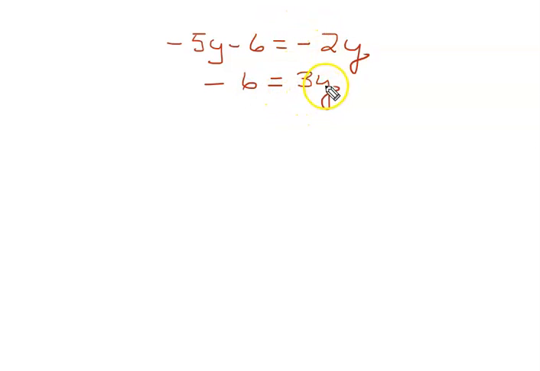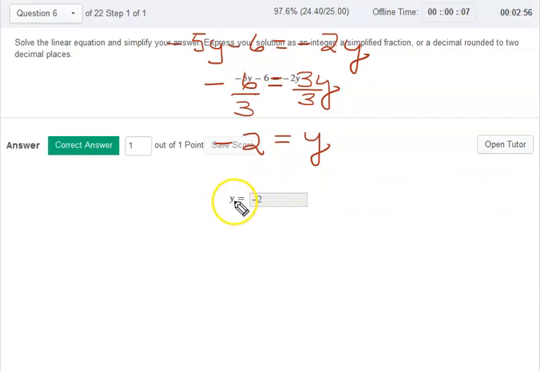Now I like to try to keep my variables positive. So when I divide, I don't have to worry about signs. I'm going to divide this by a 3, divide this by a 3. I get y equals negative 2. Hopefully something a little easy here. Let's go to our whiteboard, and y equals negative 2.